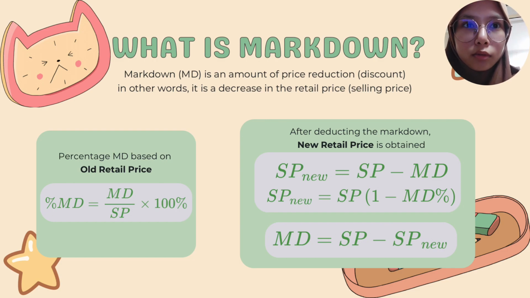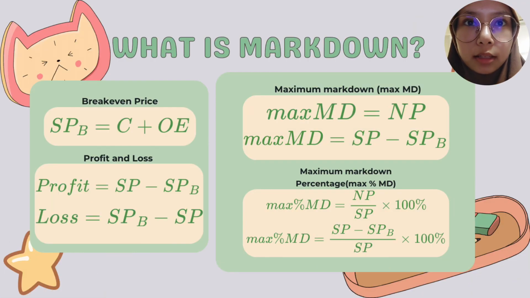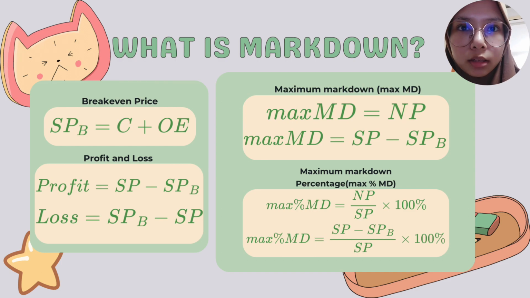So these are the formulas that we're going to use to find markdown percentage based on old retail price and also to find the new selling price. So next, these are the formulas that we're going to use. To find the break-even price, we use cost plus operating expenses.